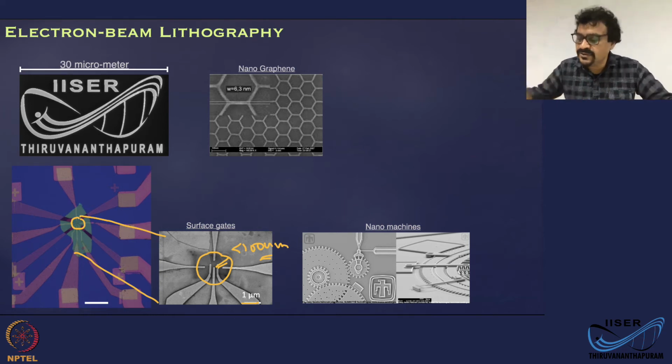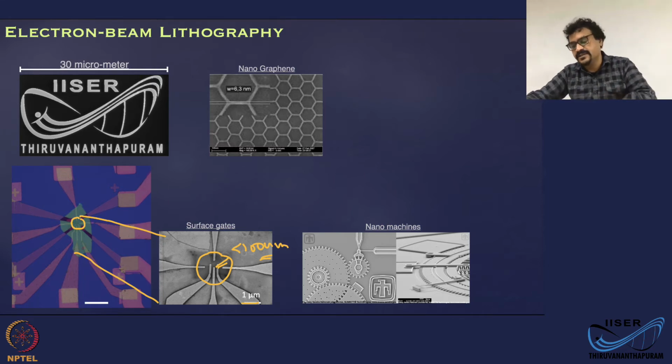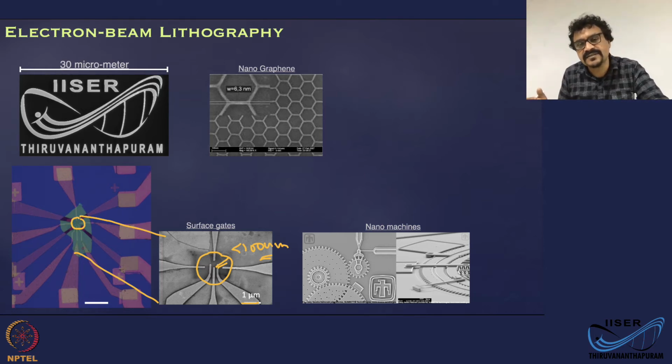Okay, so now we have reviewed the photolithography process in the previous class and the electron beam lithography process in this lecture. Generally, the other two processes which accompany the lithography are metallization and etching. Okay, so let's look at these processes very briefly for completeness.